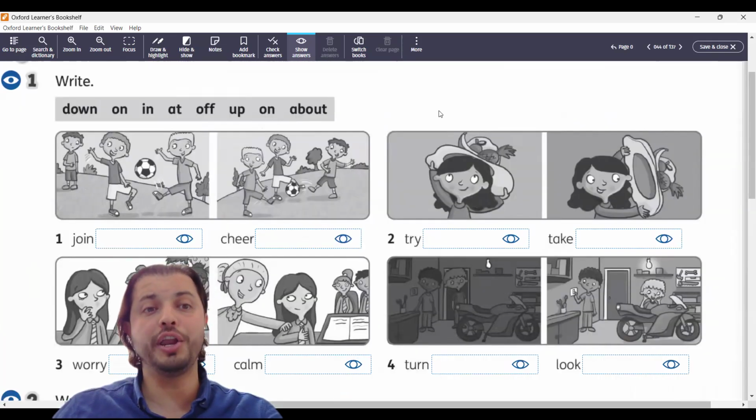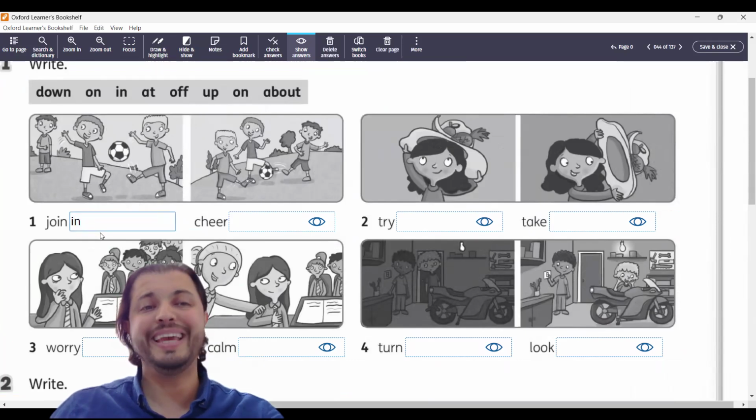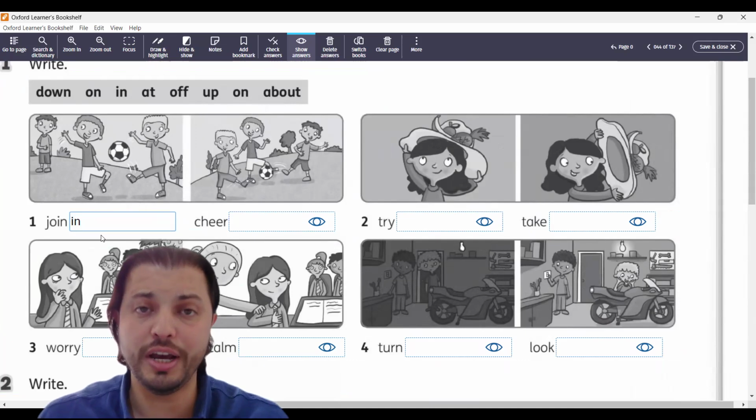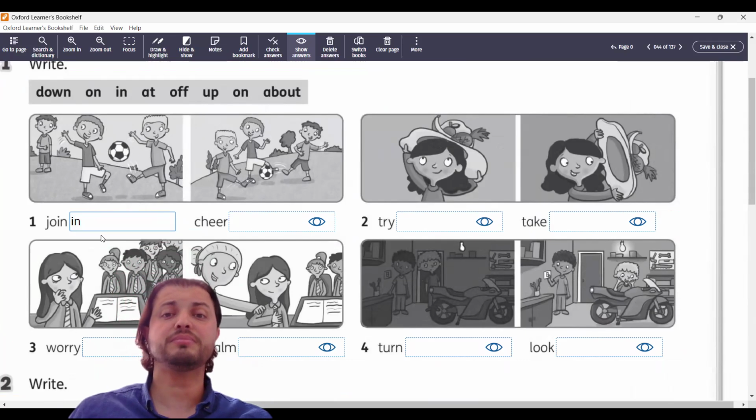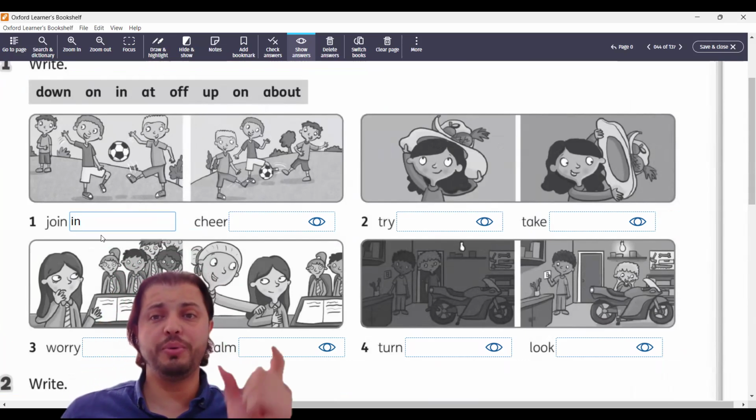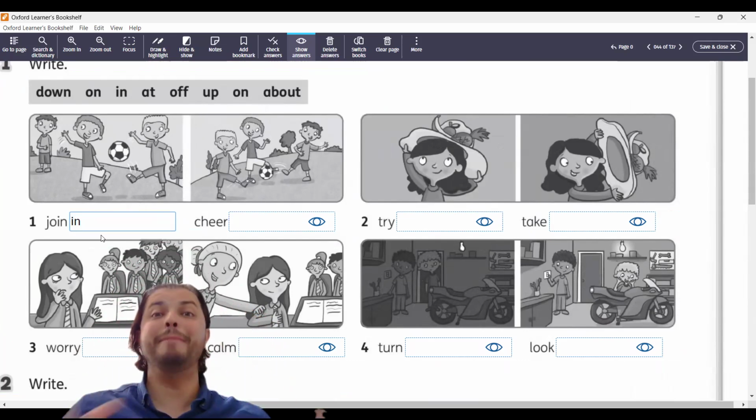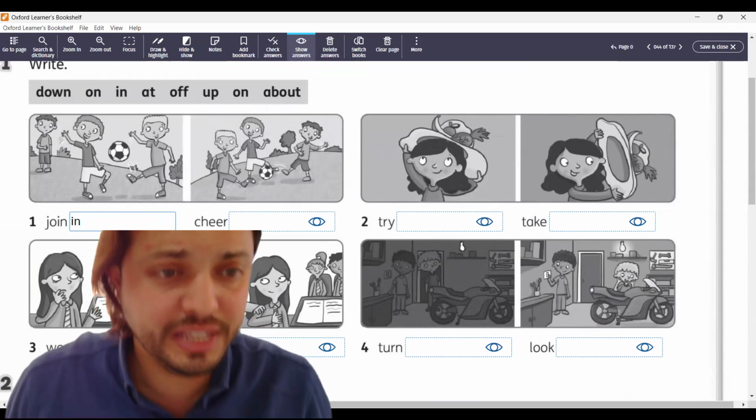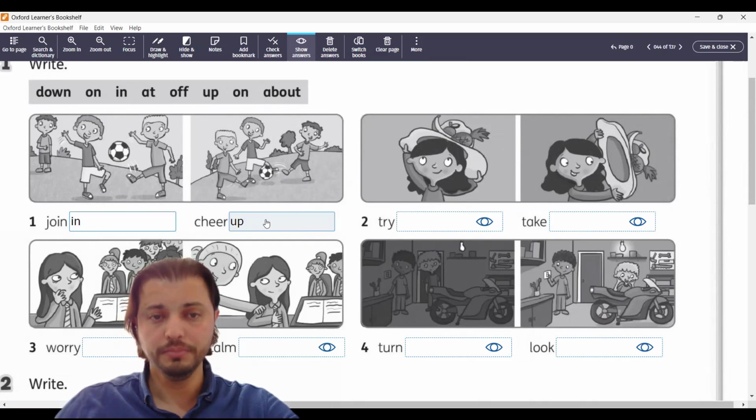Here: down, on, in, at, off, up, on, to, about. So join in. We say this in English, guys, these are phrasal verbs. They are super, super important. We have a verb plus in, on, at, whatever it is, changing the meaning. Okay, so let's see. Join in: to be part of something.